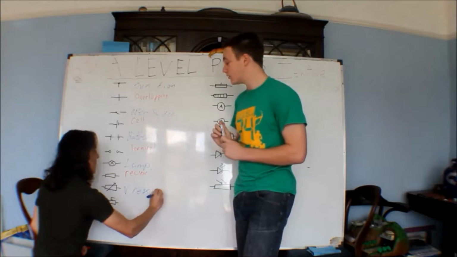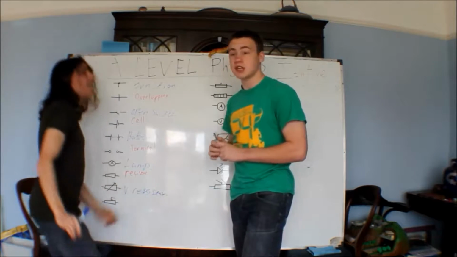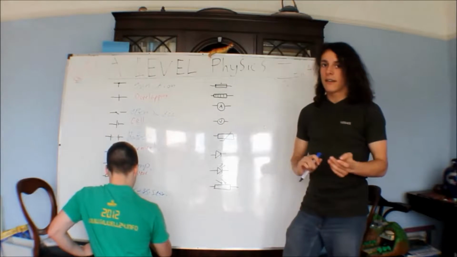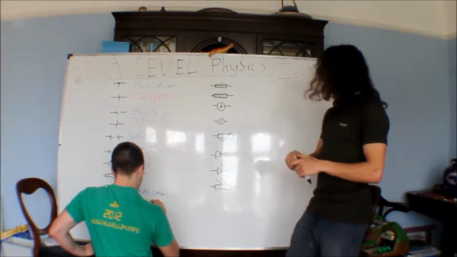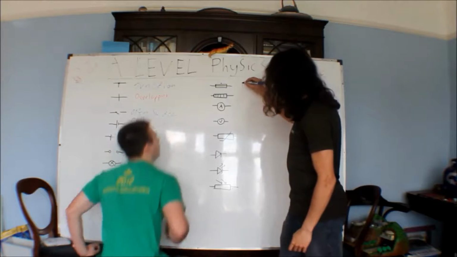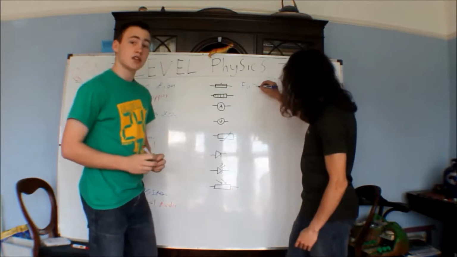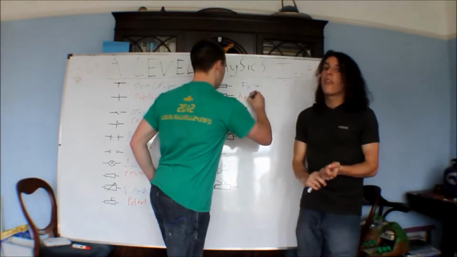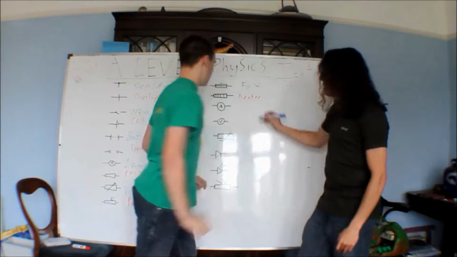Next we have a potential divider. Potential dividers split up the circuit and split the voltage. Right, the top of this one, that is a fuse. Next one, you can sort of tell by the way it looks, a heater. These ones we're more familiar with: an ammeter.